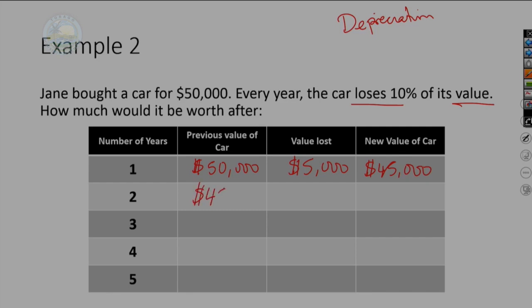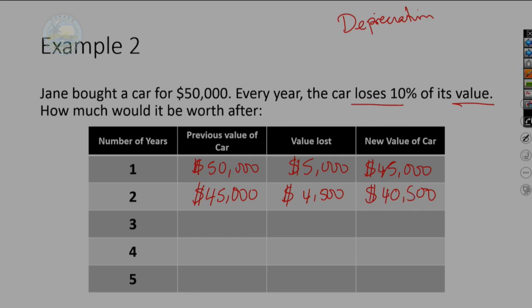So it means then, when it comes to the second year, the value of the car would no longer have been 50,000, but it would have been 45,000. Yeah? So it means then that the car is going to lose 10% of that value by the end of the year. 10% of 45,000 is 4,500, which is then 40,500. Let me make this 5 look a little bit better.